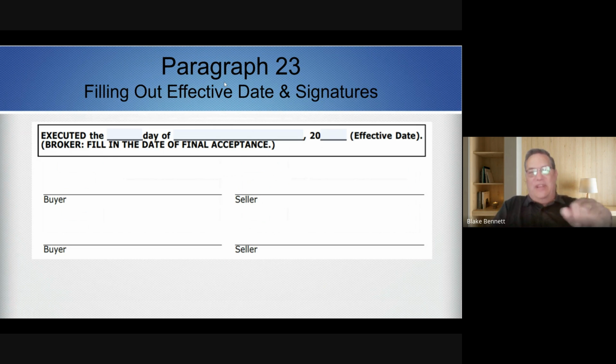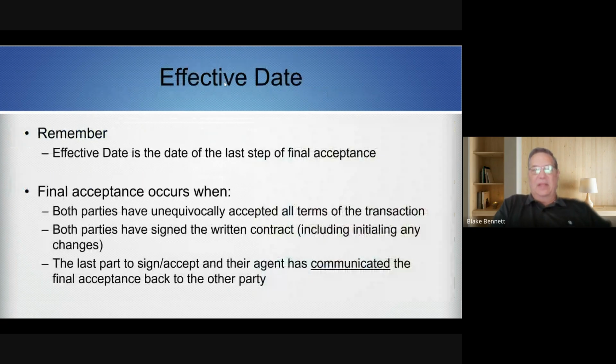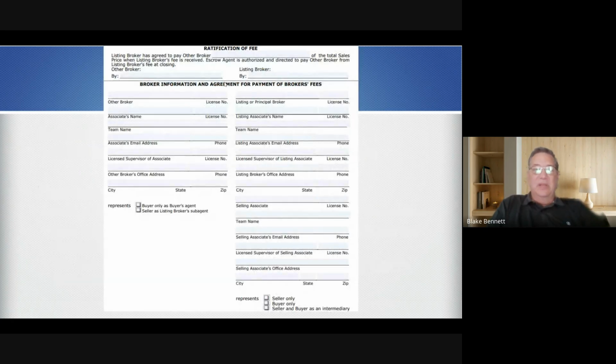Fill out the effective date. Make sure you fill it out every single time. Effective date should be filled in before the contract's delivered to the title company. Remember, the effective date is the last step of the final acceptance. Both parties have unequivocally accepted all terms of the transaction. Both parties have signed, and the last party to sign has notified and communicated with the other side that we have a deal. Here's your ratification fee, your broker agreement.